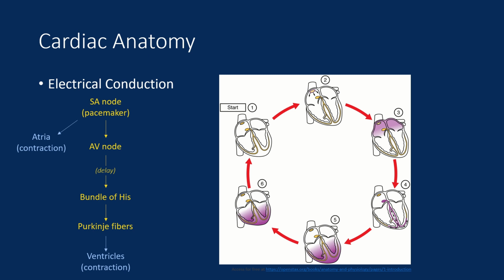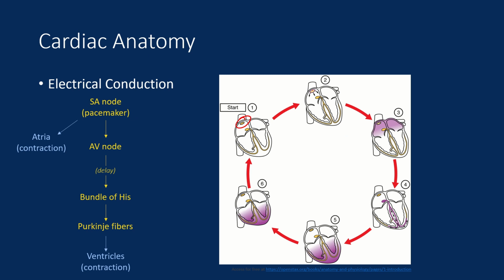Additionally, we should understand the anatomy of the cardiac conduction system. The SA node, or sinoatrial node, is the pacemaker of the heart, in that it sets the pace and the rhythm of the heartbeat. And a depolarization impulse from the SA node will be transmitted to the atria, leading to atrial contraction, and the atrioventricular node.